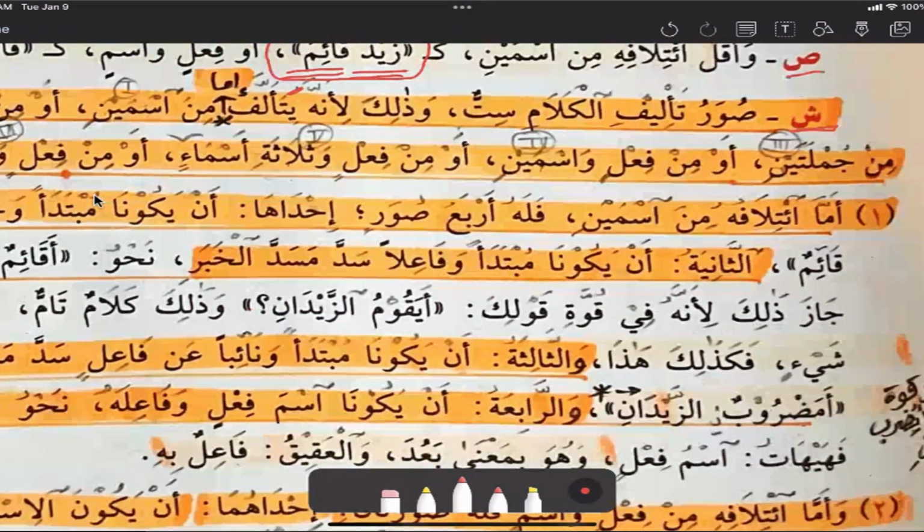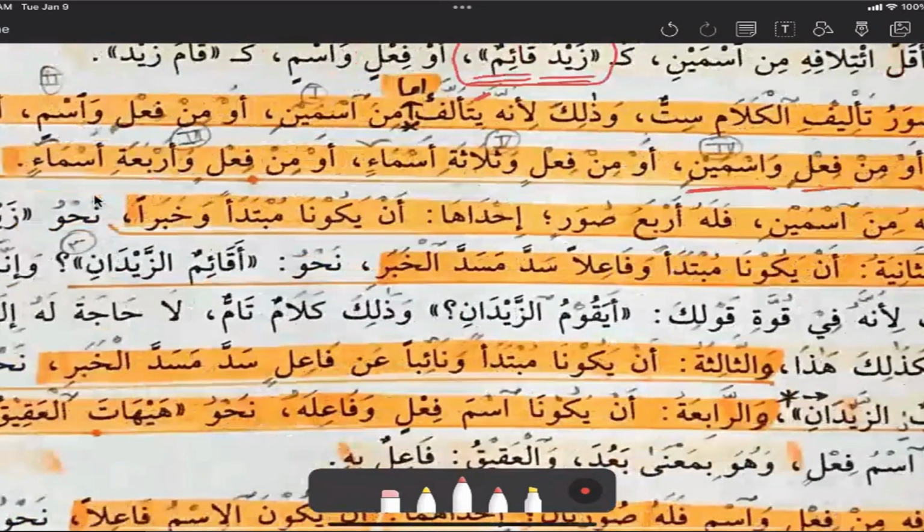or of a verb and two nominals. That means here you have one verb and two nominals. Without both of those, you're not putting a meaning across. It's not mufid. Or of a verb and three nominals, or of a verb and four nominals.